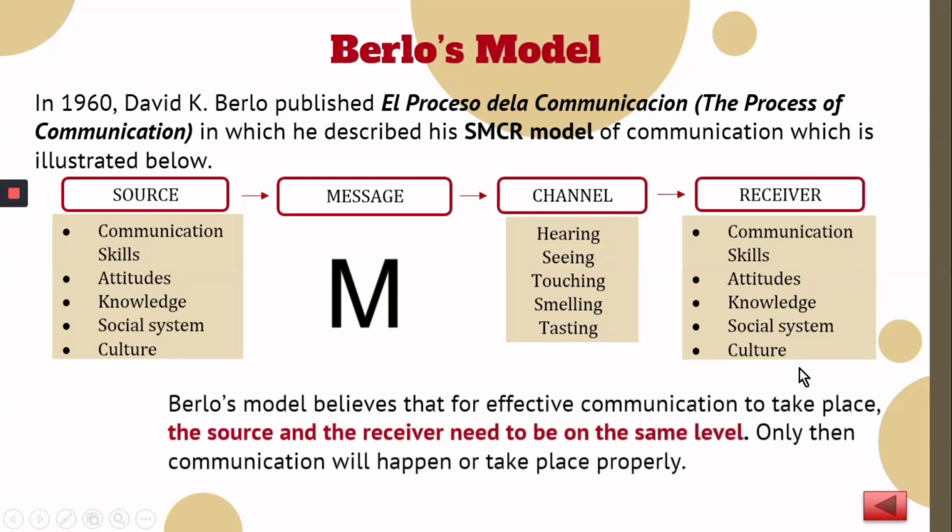Berlo's model believes that for effective communication to take place, the source and the receiver need to be on the same level. Only then will communication take place properly. For example, if the communication skills of the source are good, then the receiver should have equally good listening skills. This way, good communication will occur.